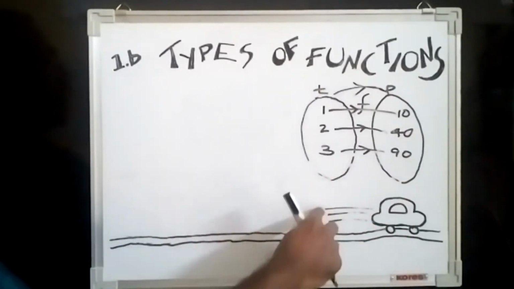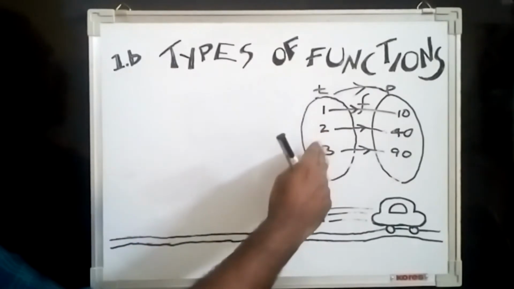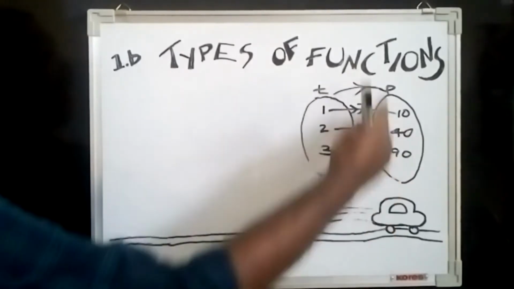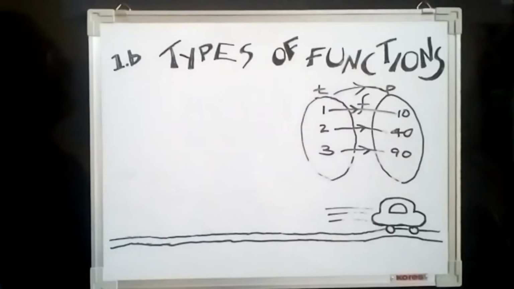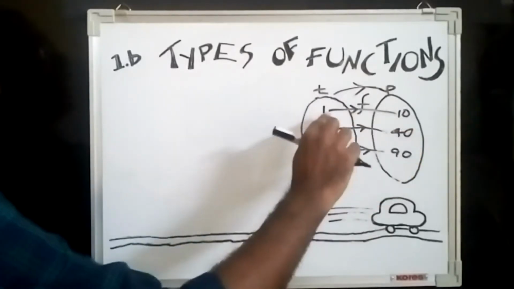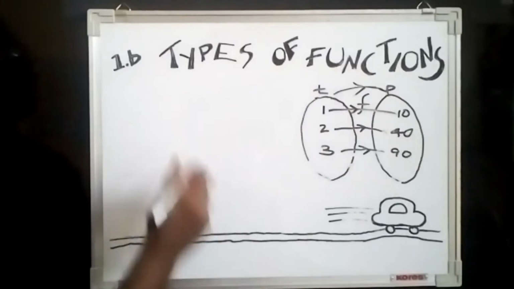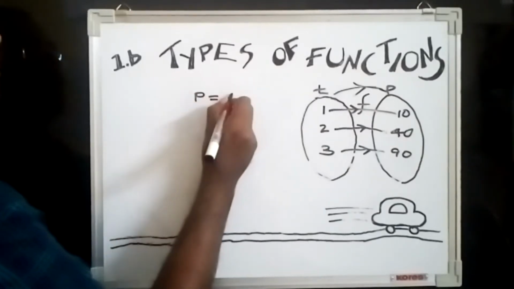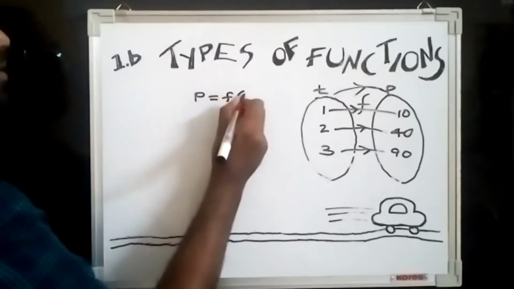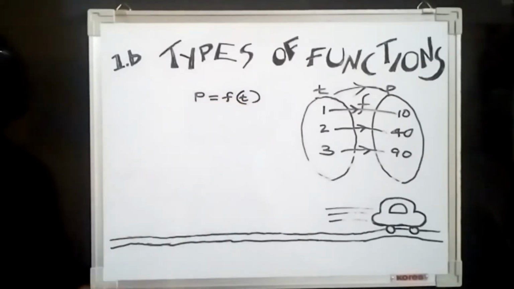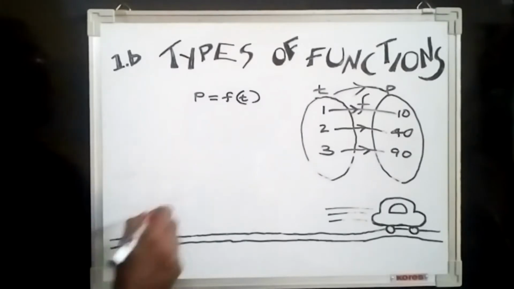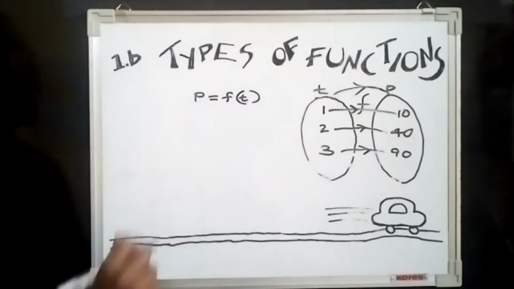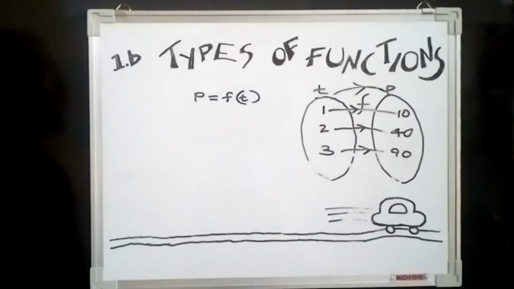or we can say the position is a function of time. We write position P equals a function of time, f of t. If we denote this process in a graph, in a position time graph, you have studied position time graphs in first year physics.